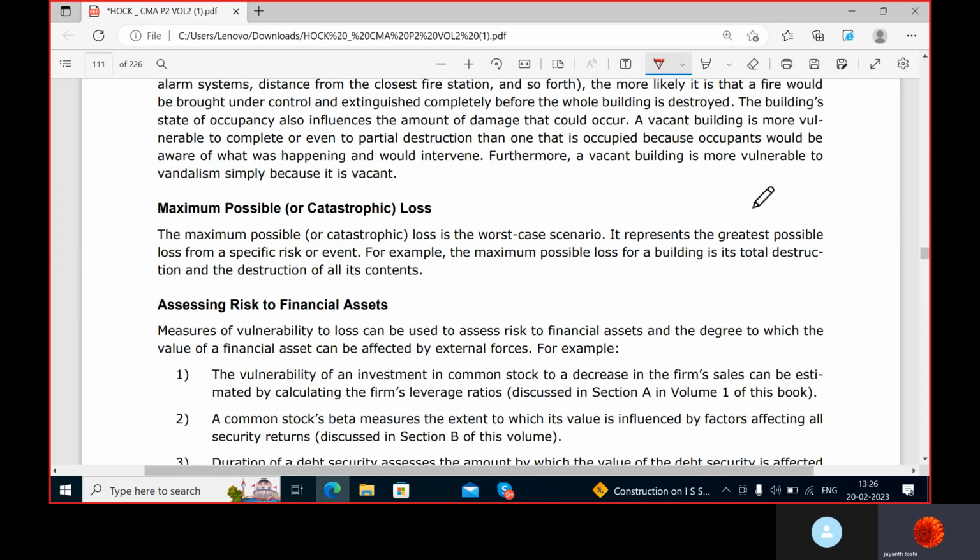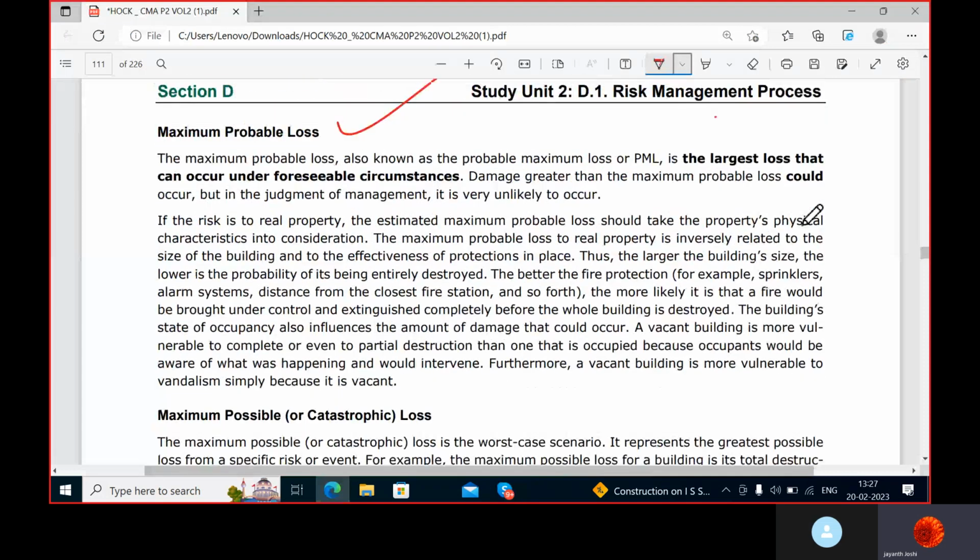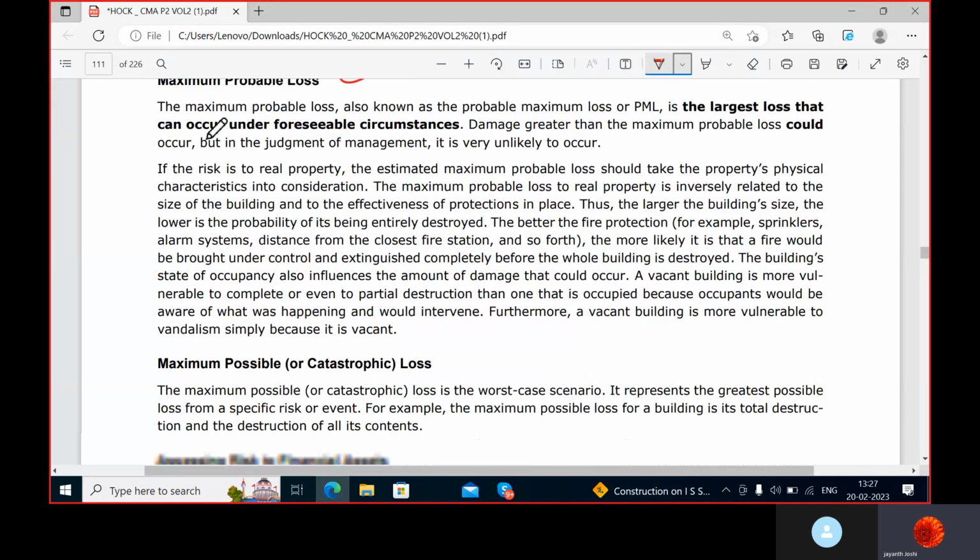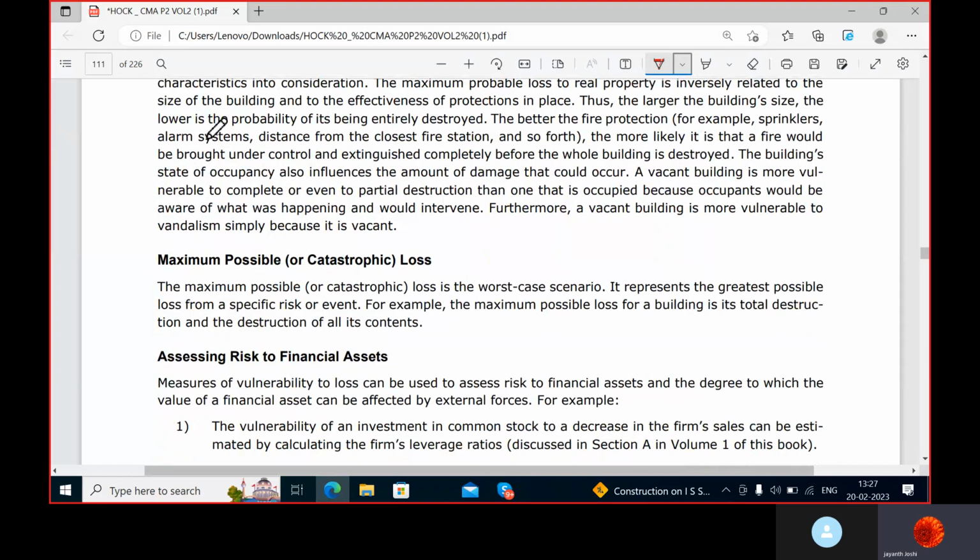See, maximum probable loss is nothing but the probability of loss which can happen, the chances of losses happening. Maximum possible loss is the chance of that severity of the loss. For example, if there is a loss which I'm expecting, here maximum probable loss is nothing but what is the maximum probability of this loss happening?